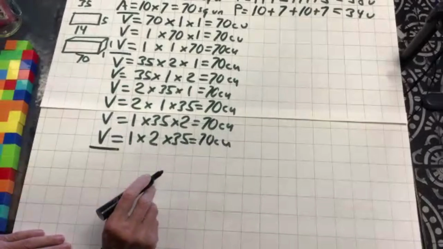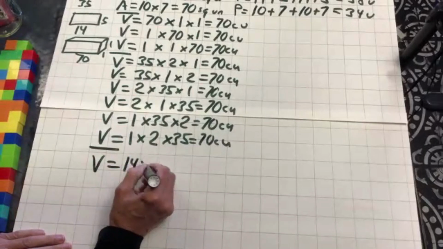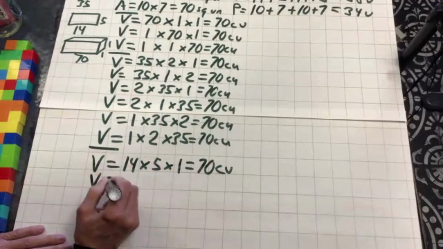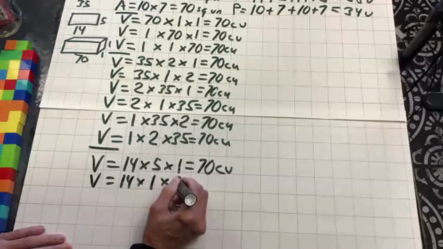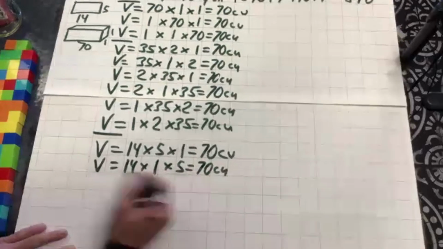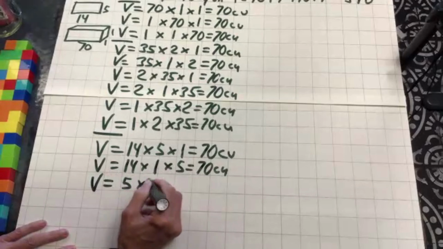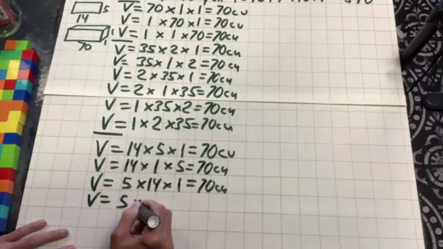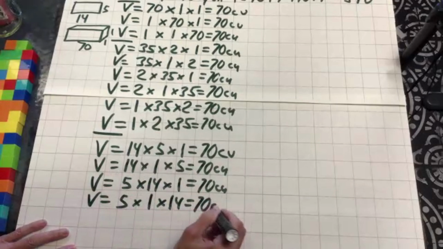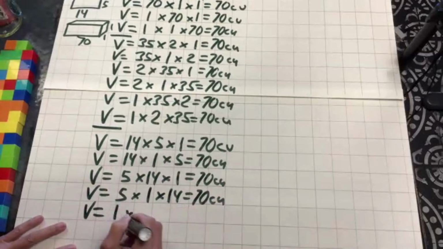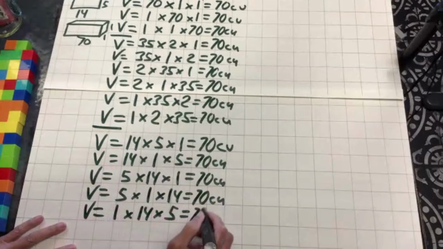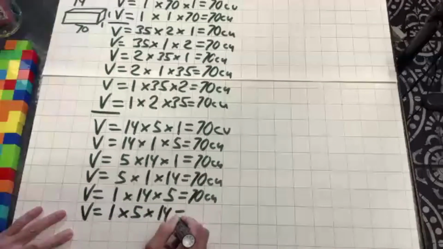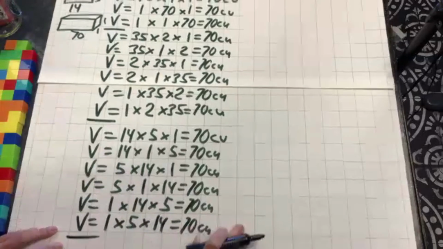We have 14 by 5 by 1 equals 70 cubic units. So we can also write that 14 by 1 by 5. And then we can also write it 5 wide by 14 deep by 1 tall. We can also write it 5 wide by 1 deep by 14 tall. And we can also write it a 1 wide by 14 deep by 5 tall, or we can write it a 1 wide by 5 deep by 14 tall. And there's 6 there for that grouping.